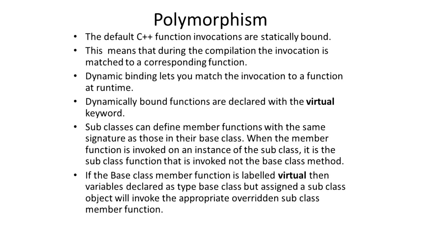But in contrast, dynamic binding allows you to match the invocation to a function at runtime. So again, this takes on a similar meaning to dynamic arrays, where we could actually specify the number of elements at runtime. So in order to allow for this dynamic binding, we have to use the keyword virtual when we declare our functions. And you'll typically see this being applied to the signature of the parent class function.